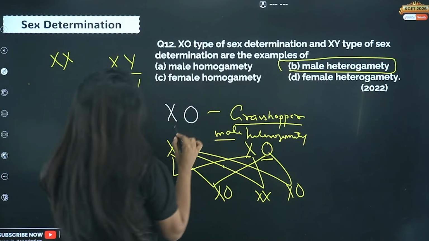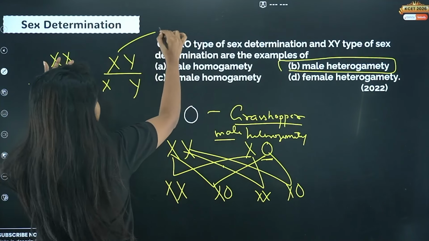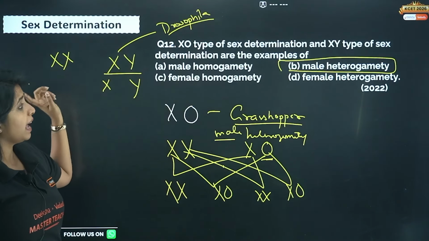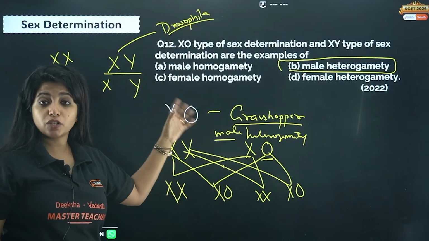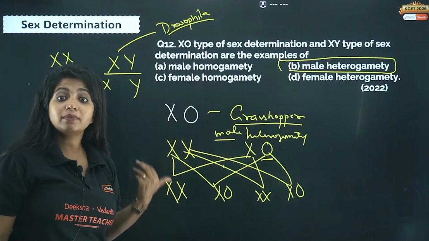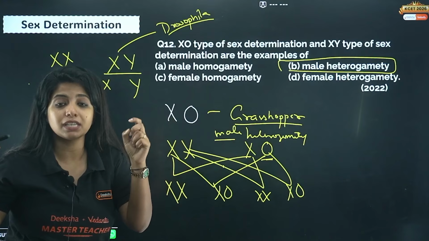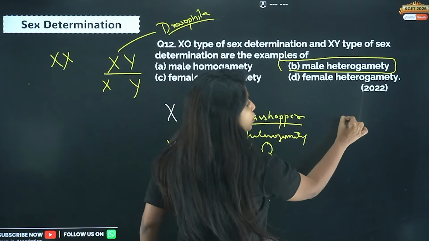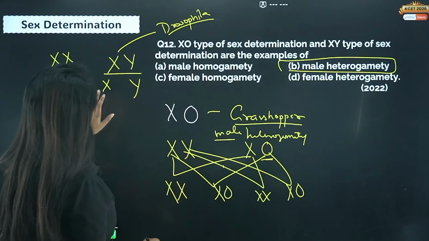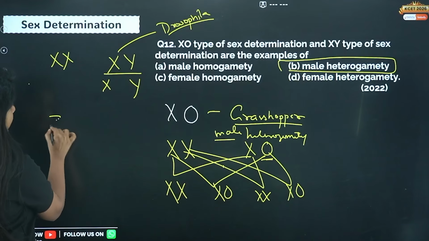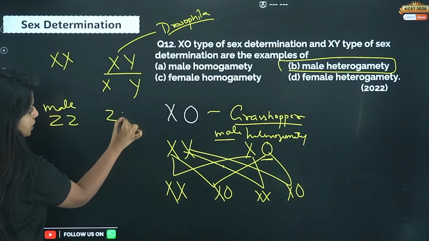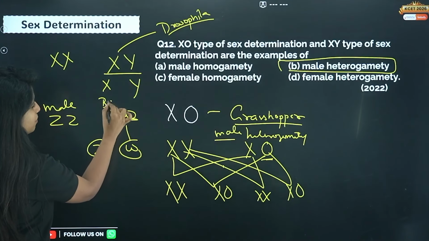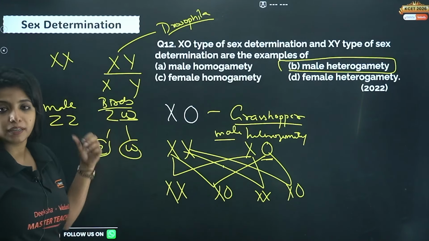Ma'am, apart from human beings, are there some other organisms showing this? Yes, Drosophila is an example. Drosophila also shows XY type of sex determination. Grasshoppers and other insects show the XO type of sex determination. Now ma'am, is there some organism where females produce two types of gametes? Yes, in the case of birds. In birds, my dear children, the females produce two types of gametes. Males are ZZ and the females are ZW, so either the Z chromosome or the W chromosome. You can remember W for women, and that is found in birds. So females show female heterogamety only in this condition.